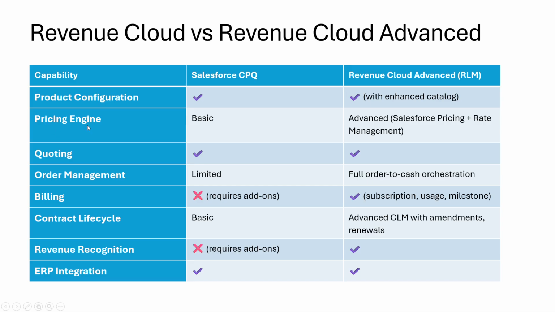The next capability is pricing engine. We get a basic pricing engine capability in CPQ, and with RCA you are going to get advanced pricing engine support, meaning it has Salesforce pricing plus rate management. And cherry on the cake, as we know, in CPQ the pricing waterfall is tightly bound, meaning you cannot alter the pricing waterfall provided by the package. But with RCA, the pricing waterfall can be altered as per the business requirement.